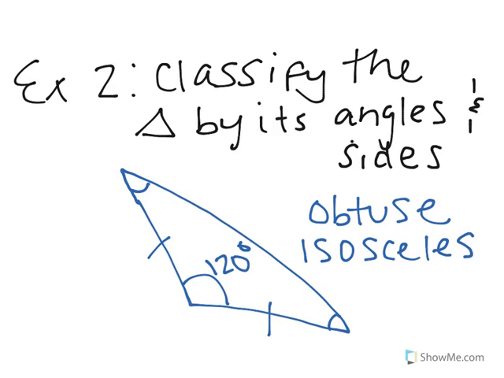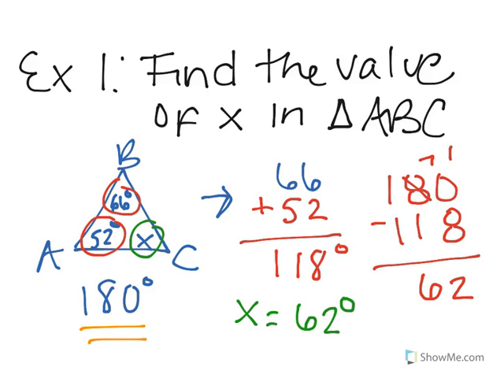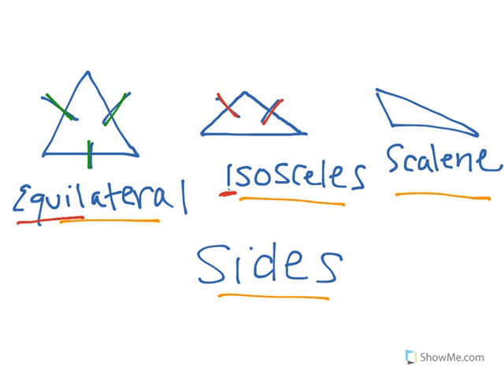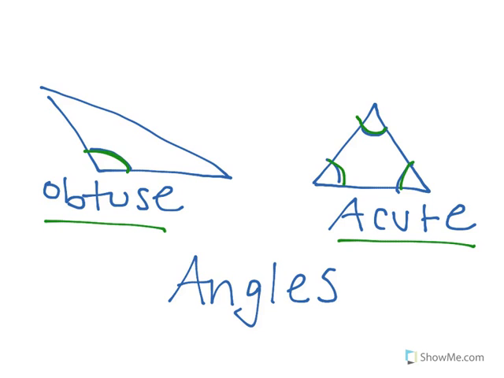And that brings us to the end of this lesson. In summary, in order to find the missing angle of a triangle, you just have to add up the angles that you're given and then subtract it from 180 degrees, because you know that all angles add up to 180 degrees in a triangle. And then you can classify triangles as either equilateral, isosceles, or scalene, depending on the sides that are equal, along with classifying them as either obtuse or acute, depending on if they have one obtuse angle or three acute angles.